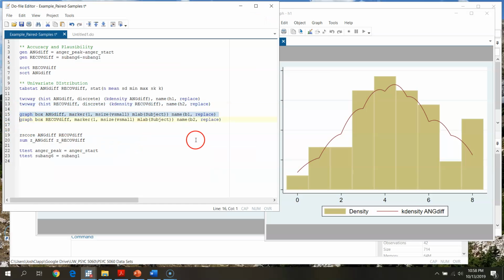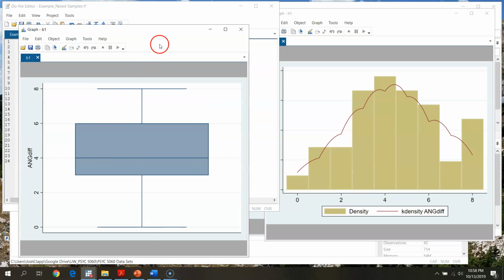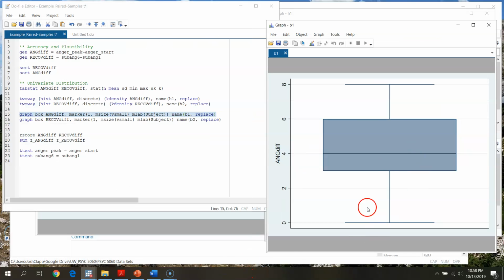So we can also take a look at our box and whisker plot. So again, box plot for anger difference. We're just indicating small sizes, labeling values as samples. If we run that, that's fairly unremarkable. Box plots looking fairly symmetrical. Median value of 4. Here's our max value at 8, minimum value at 0. Looks like our first quartile probably about 3, our third quartile at 6. This is the interquartile range, but everything's looking pretty good there.